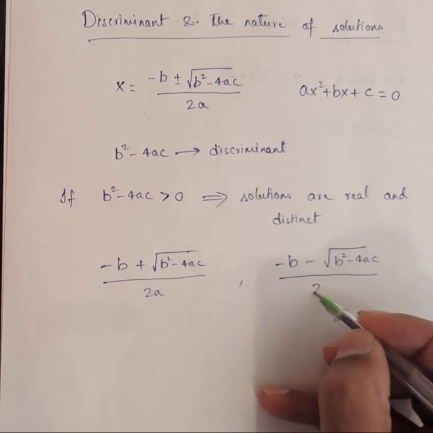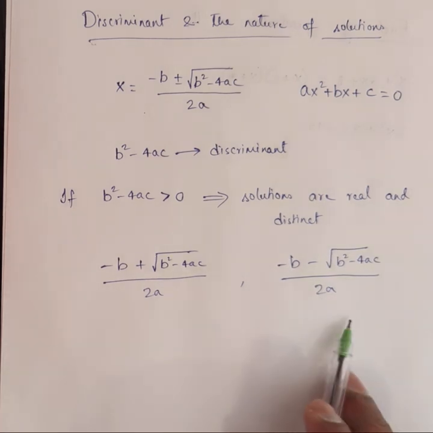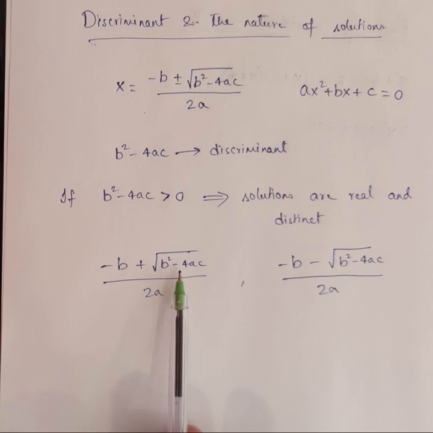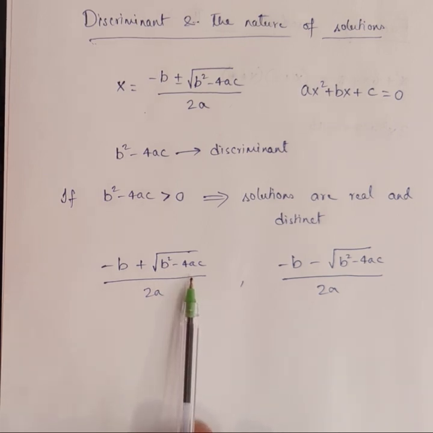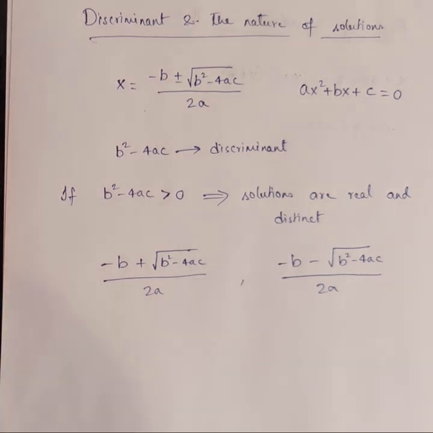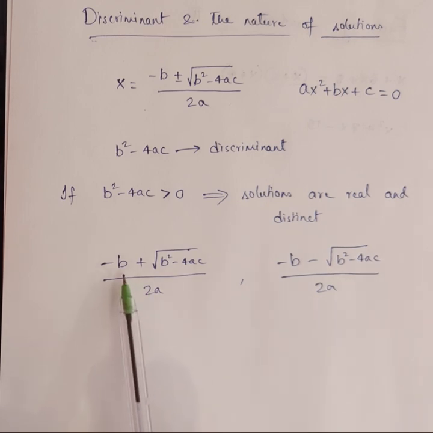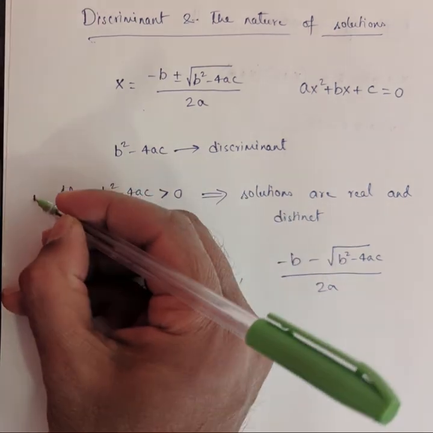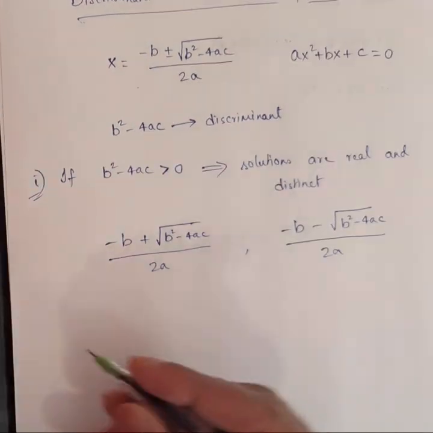So notice they have the same denominator, but now if b squared minus 4ac is positive, then the square root of b squared minus 4ac is also going to be some positive number. So say if this is 2, then the numerators are different, because here it's negative b plus square root 2, here it's negative b minus square root 2. That makes it distinct. So that's the first case.